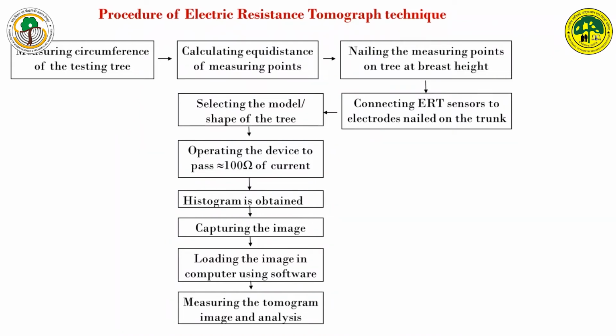Once it is connected, a catalog appears on the ERT measurement. It asks which model of tree shape should be used, whether circular or a different geometrical shape. Then we select that shape. Once the model is selected, we operate the system and pass a current with a resistance of 100 ohms. When the current moves from sensor 1, it moves along all the other remaining sensors, and the image is captured as a histogram and stored inside the ERT device. Once the image is loaded into the tree drawing software, we can visualize it and further analyze the image and the tomograph we obtained.